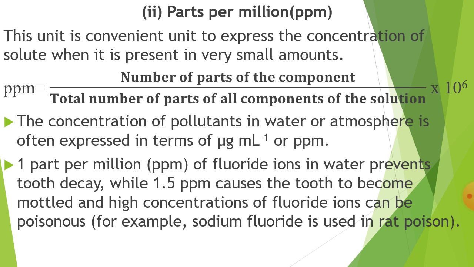ppm is equal to the number of parts of the component divided by the total number of parts of all components of the solution, multiplied by 10 to the power 6. By this formula, you can calculate concentration in terms of ppm. The concentration of pollutants in water or atmosphere is often expressed in terms of microgram per ml or ppm.